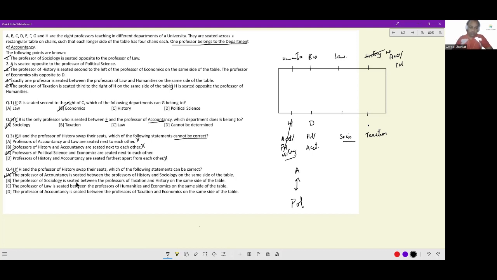The professor of sociology is seated between the professors of taxation and history. No, the sociology professor is between taxation and pol science or accountancy professor. So this can never be correct. The professor of law is seated between the professors of humanities and economics. No, humanities and economics are adjacent to each other. The law fellow is not with them. This is gone. The professor of accountancy is seated between the professors of taxation and economics. Taxation and economics are not even on the same side of the table. So this statement can never be correct. And therefore, option A has to be the right answer. And that is the entirety of this set.